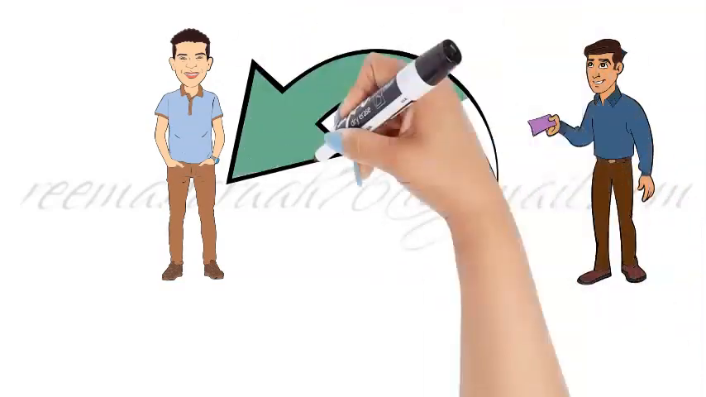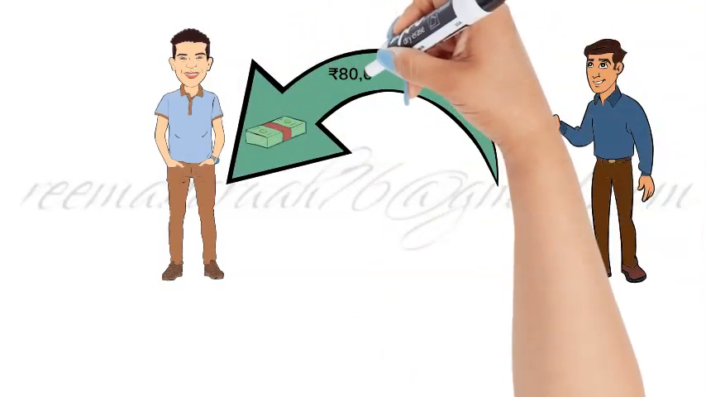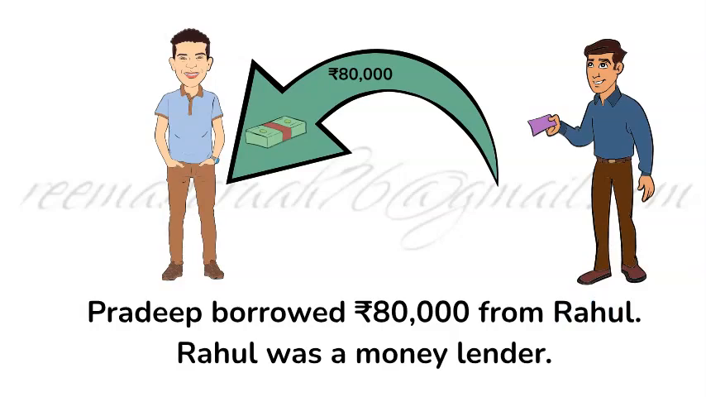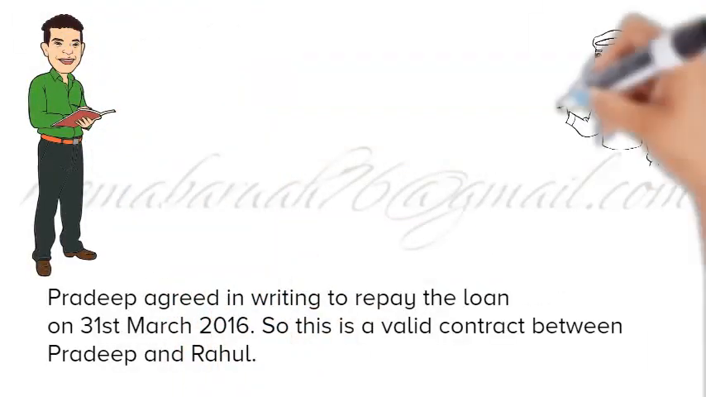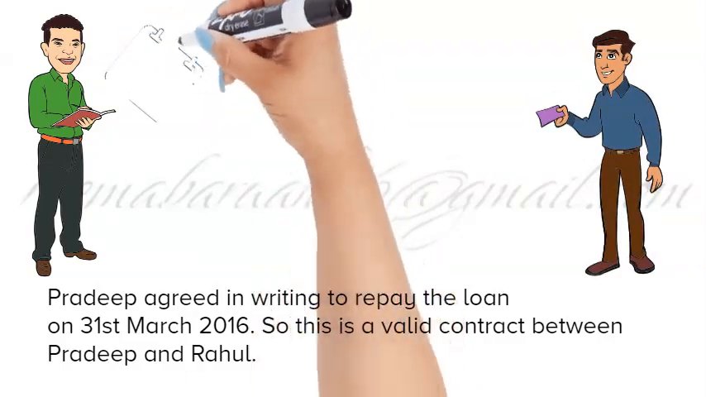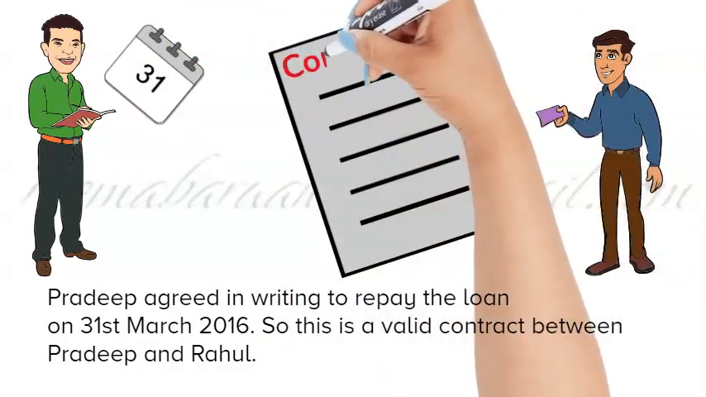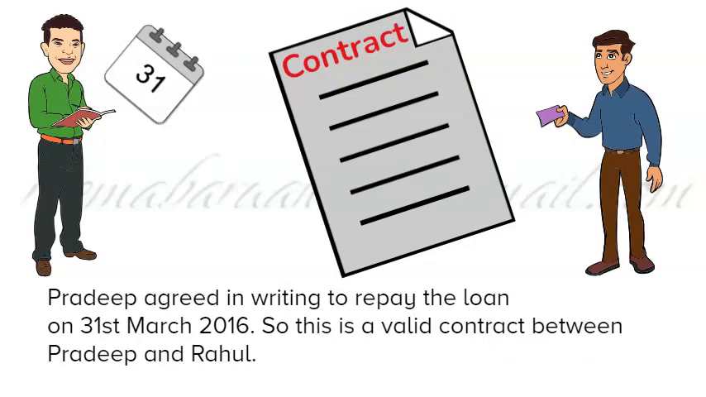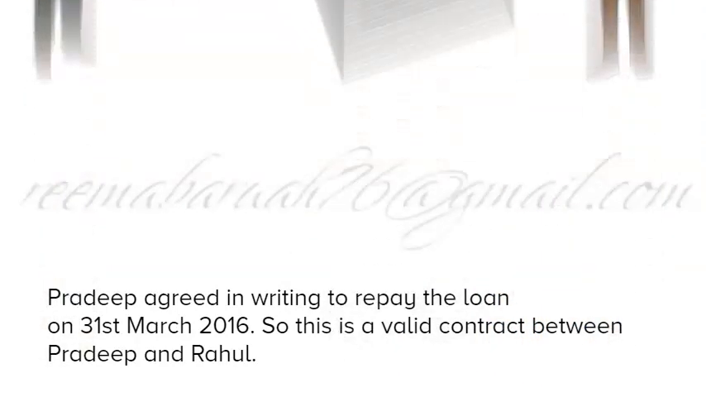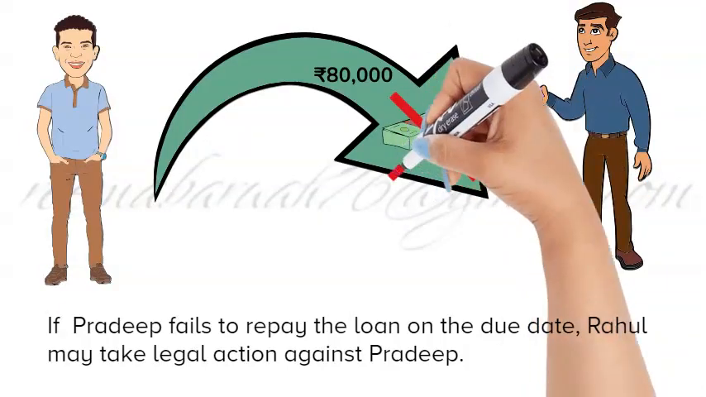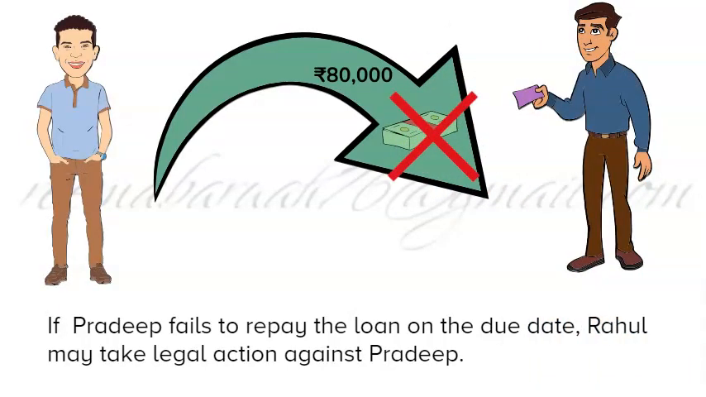Pradeep borrowed rupees 80,000 from Rahul. Rahul was a money lender. Pradeep agreed in writing to repay the loan on 31st March 2016. So this is a valid contract between Pradeep and Rahul. If Pradeep fails to repay the loan on the due date, Rahul may take legal action against Pradeep.